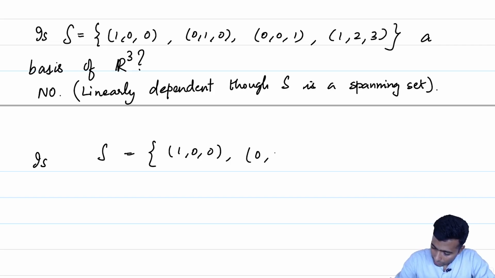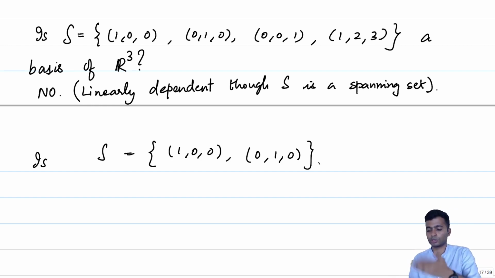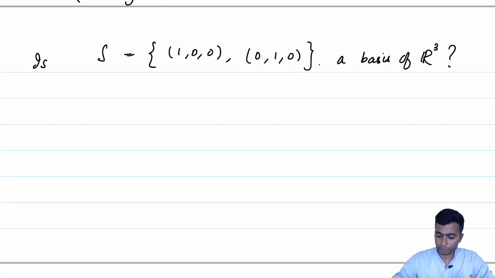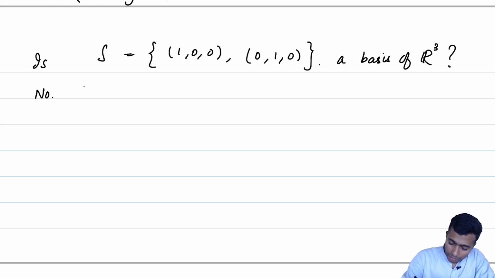Let us now consider this collection of vectors, wherein we throw out (0, 0, 1) and (1, 2, 3) from the previous example. Then the question is, is S a basis of R3? Before you go ahead, I will request you to think about whether S is a basis of R3 or not on your own, and come to a conclusion that S is not a basis.